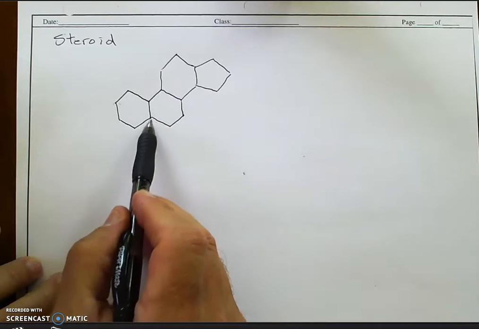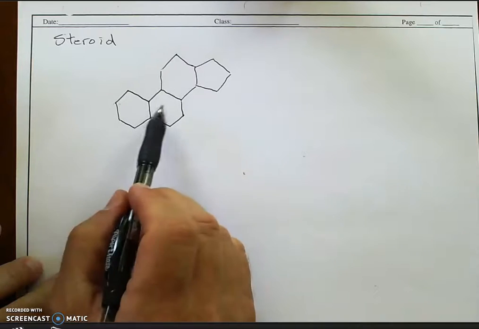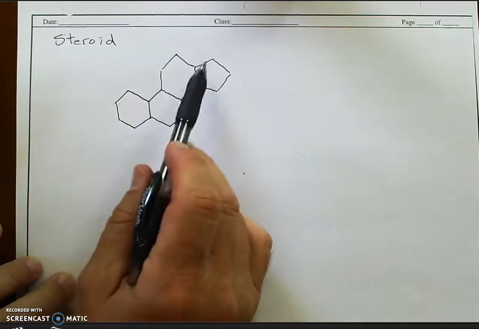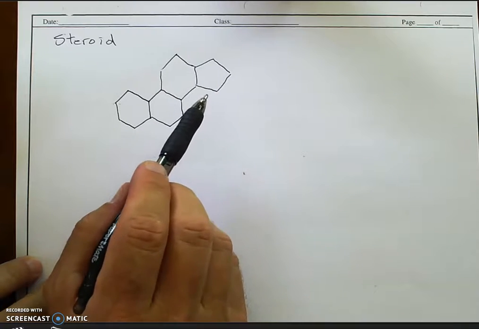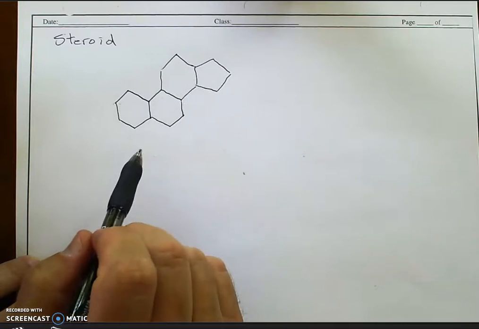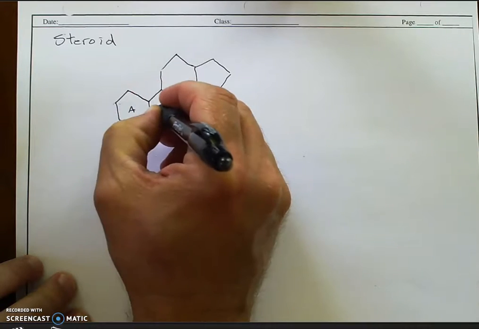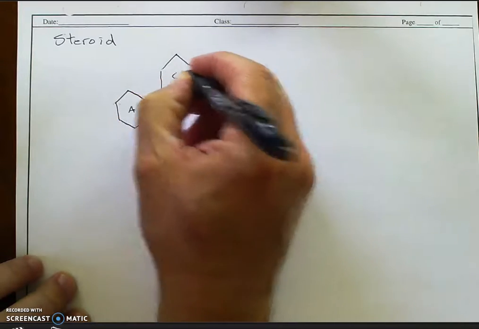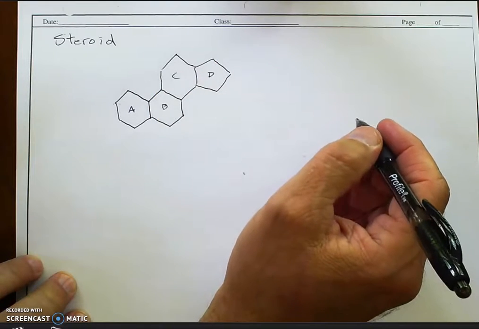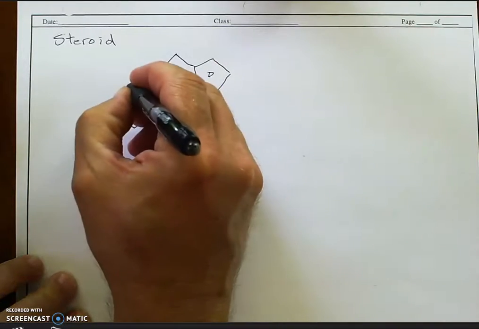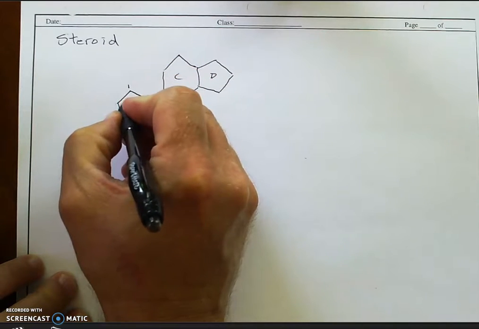So each corner of these geometric figures, we've got 3 hexagons, 6-sided figures, and a 5-sided pentagon over here. So there are a total of 17 carbons here. Sometimes the rings are referred to as A, B, C, and D rings. And the carbons are numbered this way, starting here at number 1.